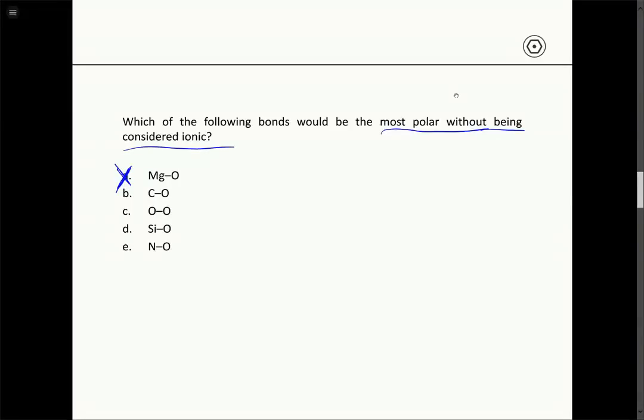Now we have a bunch of other choices here involving oxygen. Carbon oxygen, oxygen oxygen, silicon oxygen, nitrogen oxygen. Again, oxygen bonding with itself, same atom with itself, is going to be completely nonpolar. So if we're looking for the most polar bond, that one's gone. But now we have CO, SiO, NO. So let's do carbon oxygen versus nitrogen oxygen.